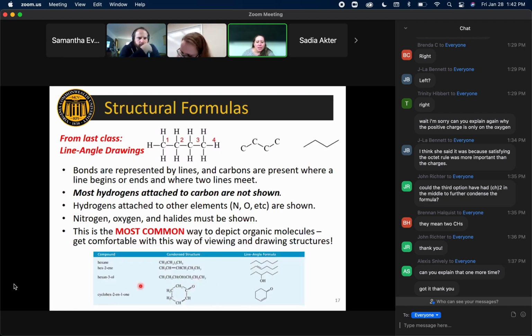All right, so your book has all sorts of charts. It's a really good idea to do this comparison on your own and see if the condensed structure makes sense to you looking at the line angle formula. Don't forget these ends of the bonds are carbons also. If it helps you, you can number your carbons. You can literally write under here 1, 2, 3, 4, 5, 6. Okay, so take a look at that. And then of course, every hydrogen attached to anything that's not a carbon, you have to show.